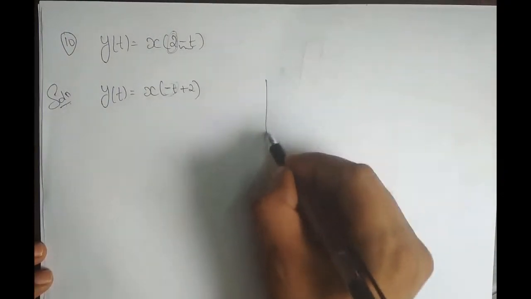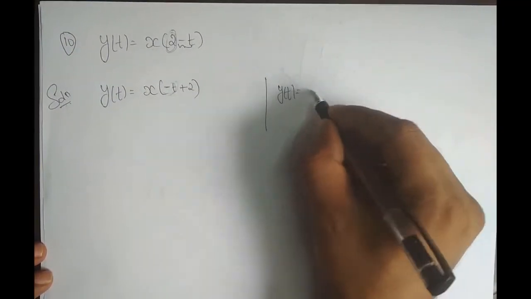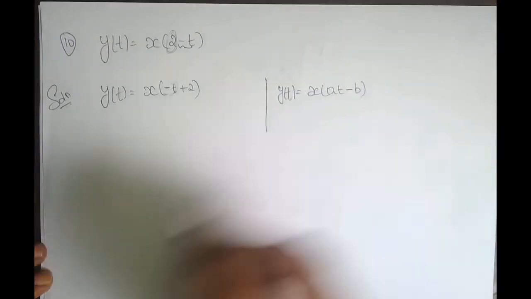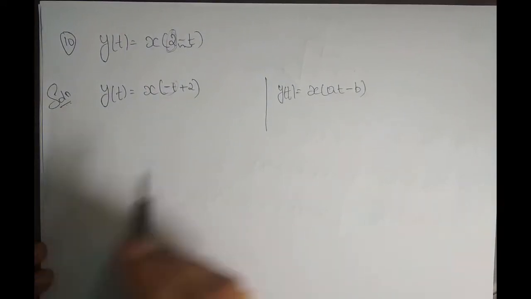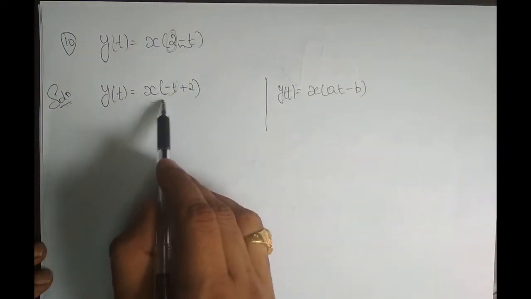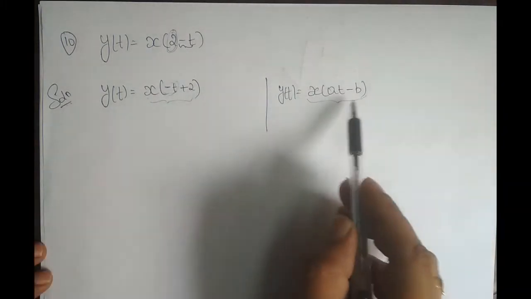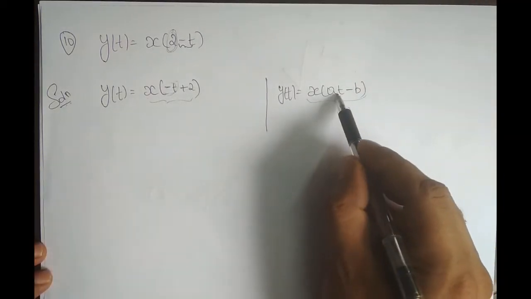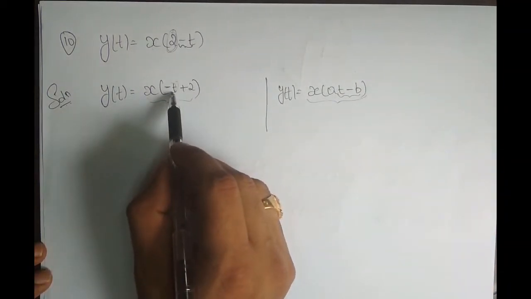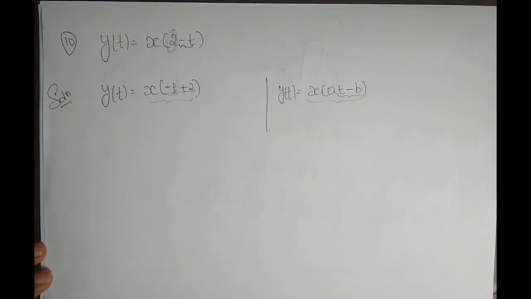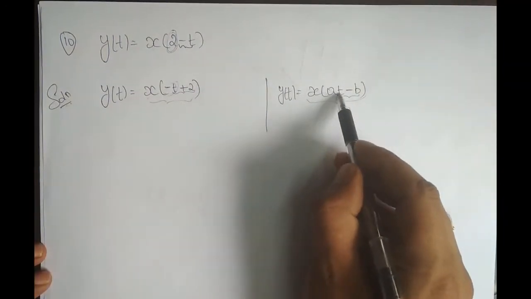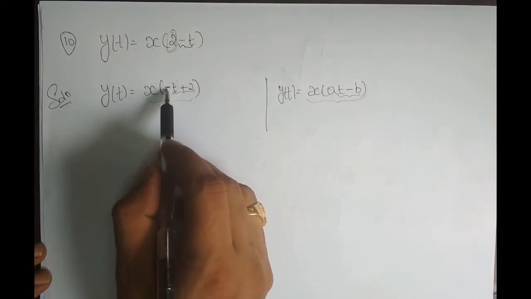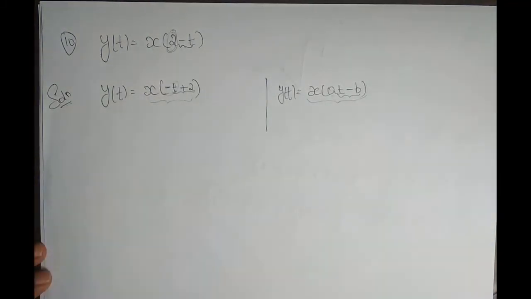Now isn't it in the form of y of t is equal to x of at minus b? If you compare this with this, this involves both time shift as well as time scale operation, right? Which is the time shift part? It is t minus b. And here, which is the time shift part? It is t plus 2. And which is the time scaling part? It is a, but here the time scaling is minus t. A here is actually minus 1, okay? So minus t is the time scaling part.